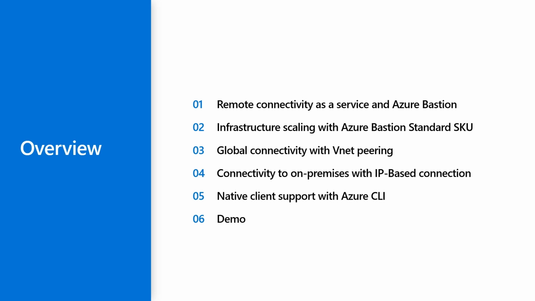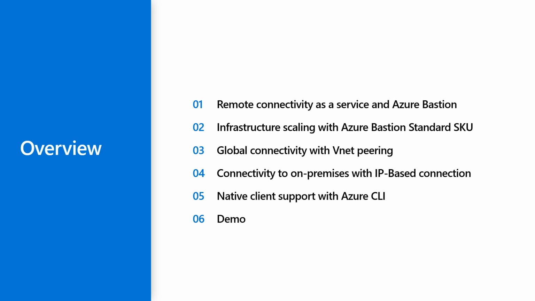I'm going to start with an understanding of what Azure Bastion is. I'll take you through an overview of what the service does, and how it's enabling remote RDP and SSH connectivity for different enterprises. We'll then look at some new capabilities that we have with the GA of the Standard SKU. Specifically, we're going to look at some infrastructure scaling capabilities.